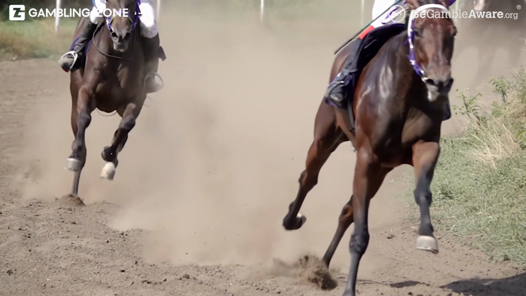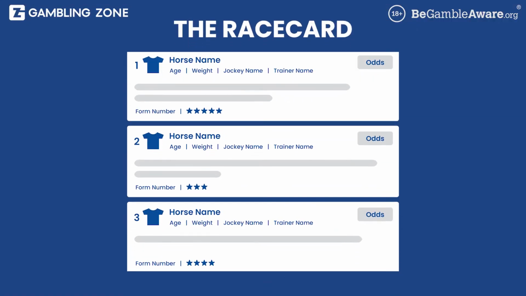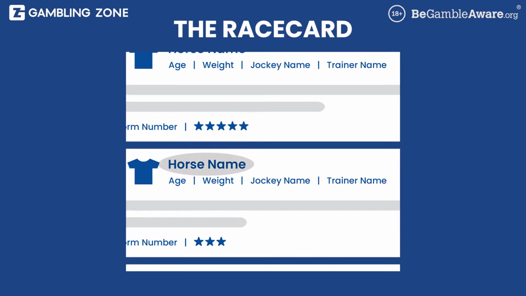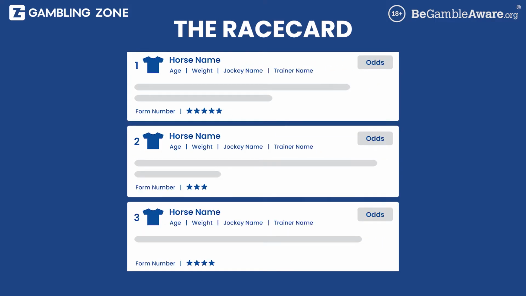Understanding the race card is crucial. It provides detailed information about each horse and the race itself. You will find data such as the horse's name, jockey, trainer, age, weight, recent race performances, and how the track is looking. The race card also includes key information, odds and more.